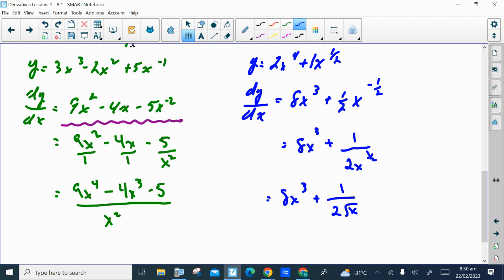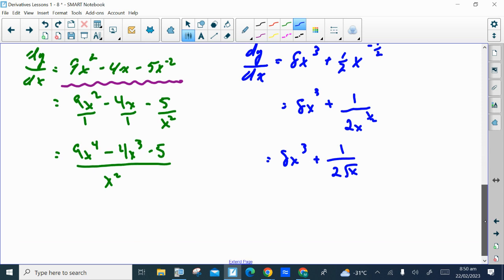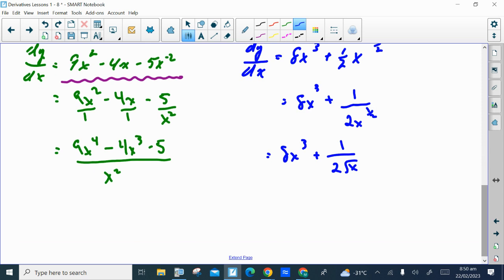And normally we don't leave answers with radical denominators, so the other thing that you might do is just take that term and multiply top and bottom by root x, which gives us 8x cubed plus 1 root x, or just root x over 2x.